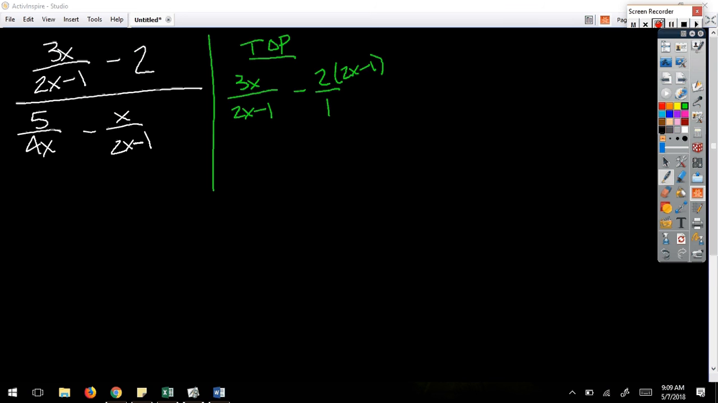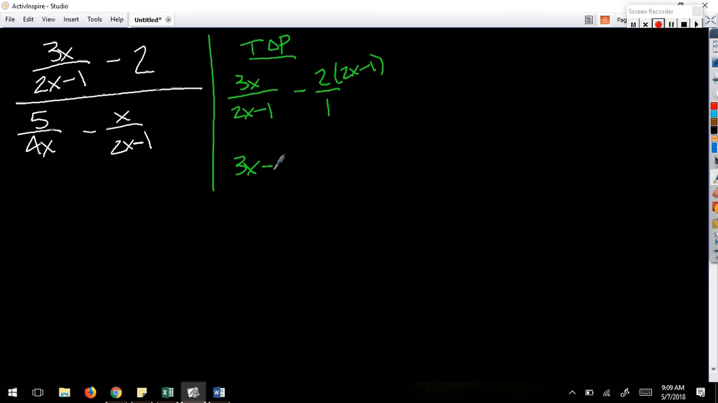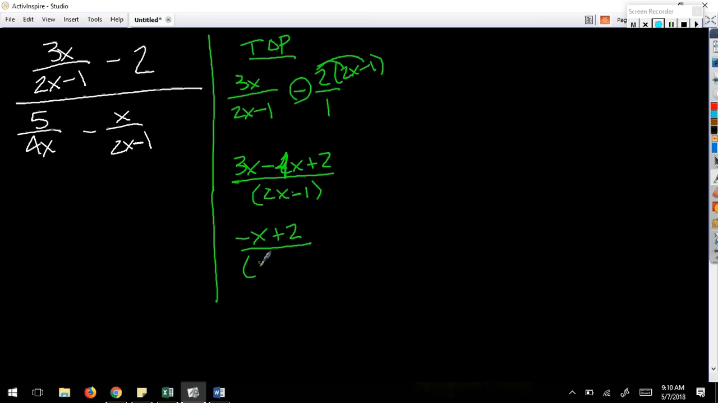Okay, so here's what I'm going to do. I'm going to take the top and I'm going to go ahead and distribute this. So minus 2x plus 2 over 2x minus 1. Yes, you are correct. I'm sorry. Ben's distracting me. 3x and negative 4x. What do you mean minus 2? Well, you're distributing negative 2, so it becomes positive. All right, Ben. So I get negative x plus 2 over 2x minus 1.